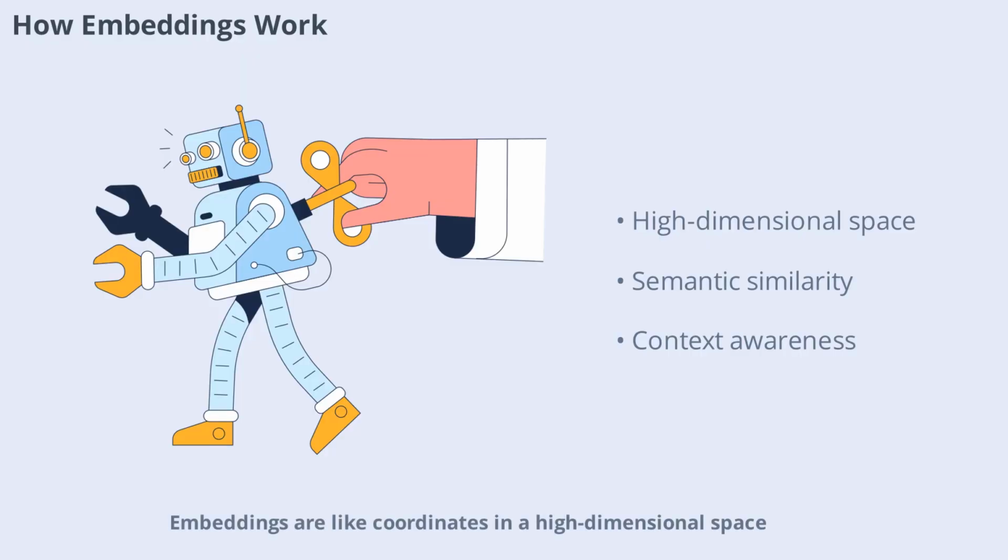Embeddings are like coordinates in a high-dimensional space. Each token is represented as a point in this space, and the distance between points reflects how similar the tokens are. For example, cat and dog will be closer together than cat and car. This spatial arrangement helps the model understand context and meaning, which is crucial for generating coherent text.